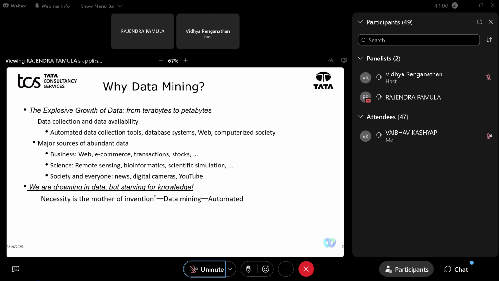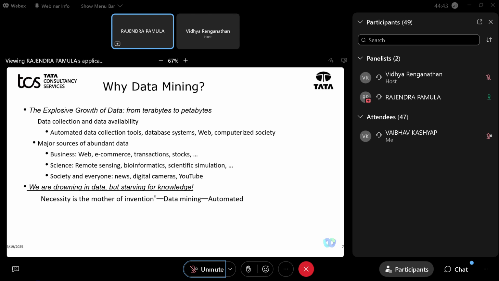And people are using different social platforms wherein news is getting accumulated and digital cameras' data is getting accumulated. Data collected from various digital cameras is uploaded to the internet. You all know very big platforms nowadays like YouTube, Facebook, LinkedIn, everything. So now we are drowning in data, but starving for knowledge.